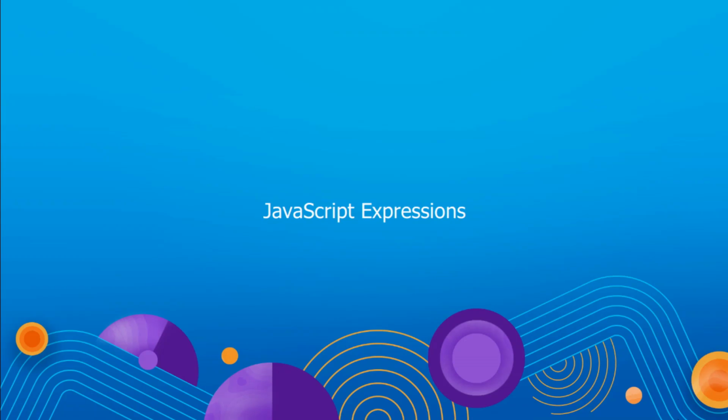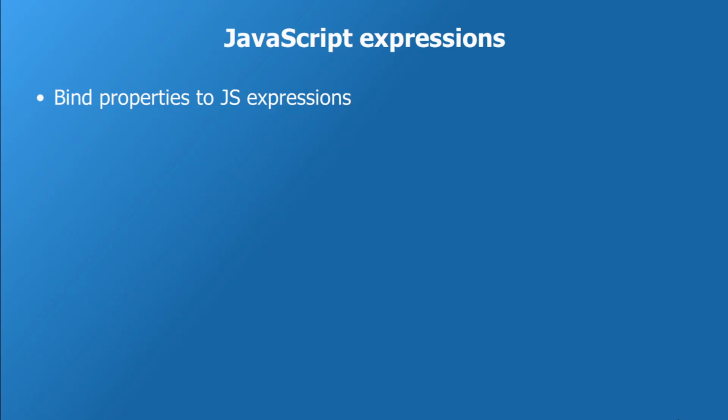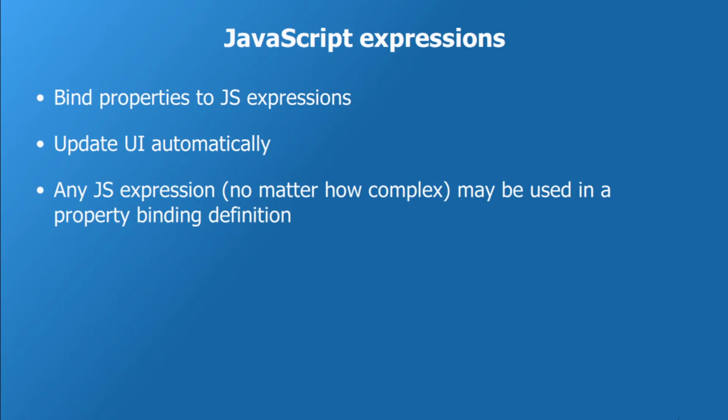So, JavaScript expressions. How do JavaScript expressions work? You can bind properties to JavaScript expressions. I showed that a little bit. This causes the UI to update automatically. I don't have to listen for the map to be loaded and then code that logic in. You can code up any JS expression, no matter how complex, to be able to do this type of binding from JavaScript.